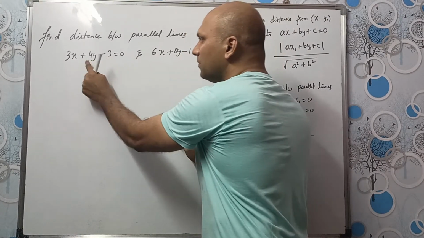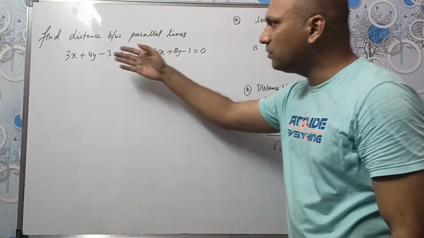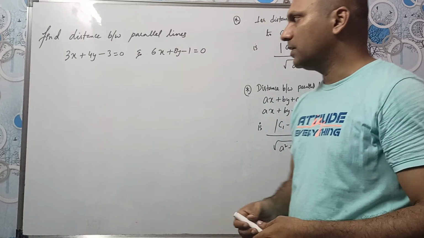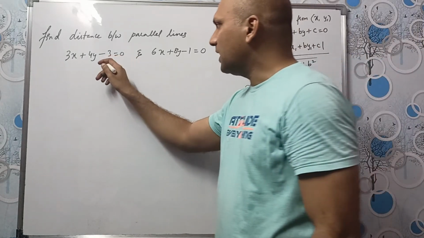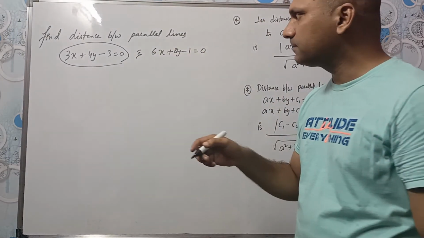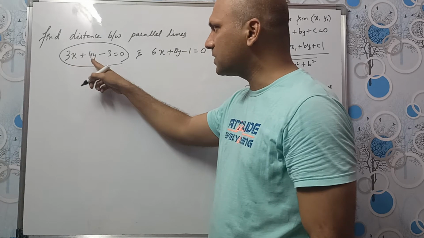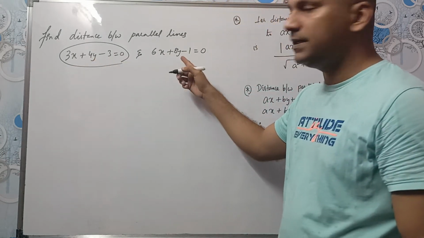Coefficient of y is 8, coefficient of y is 4 here. We should make the coefficients same. How can we do that? Can we multiply this first equation by 2? Yes. If we multiply by 2 on both sides, this will become 6, this will become 8. We'll have 6 and 8 here.